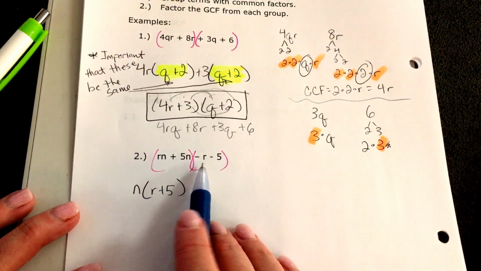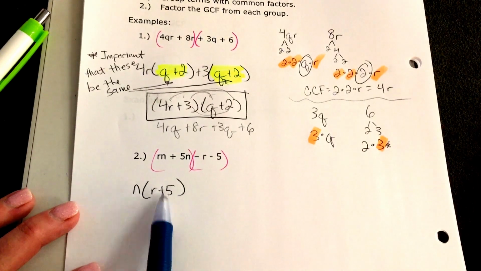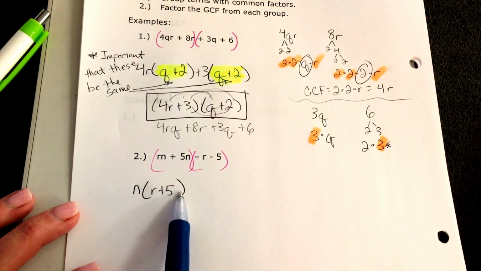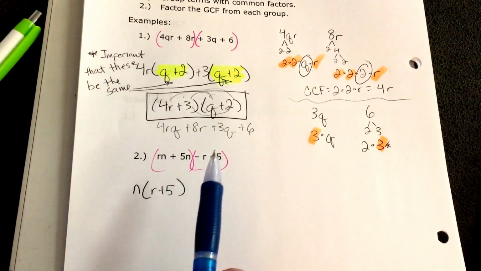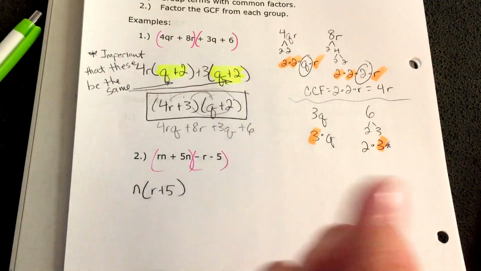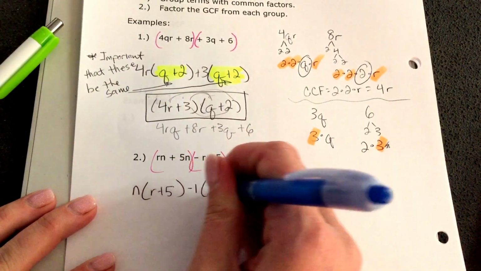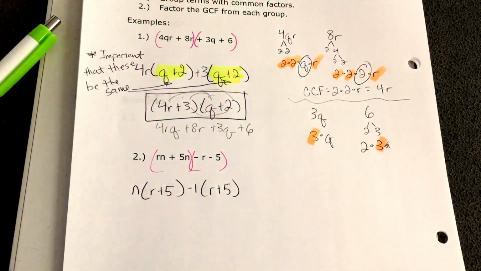Now, what can I pull out of this one? Now remember, we want our parentheses to match. Well, I have R plus 5, and I have a negative R minus 5. So what can I pull out to make that an R plus 5? Negative 1. So I'm going to pull out a negative 1, and I have R plus 5. They both match.